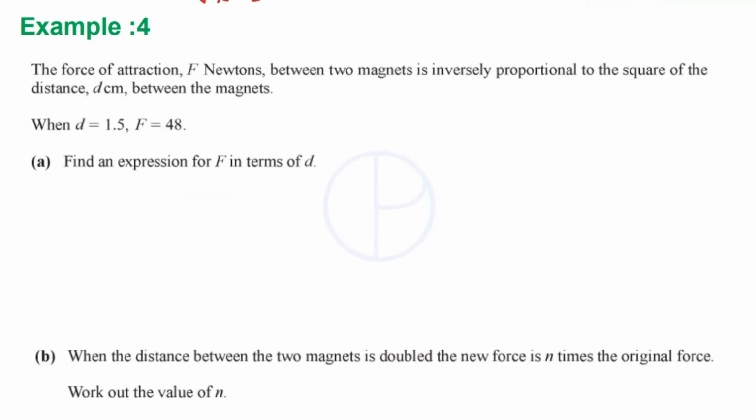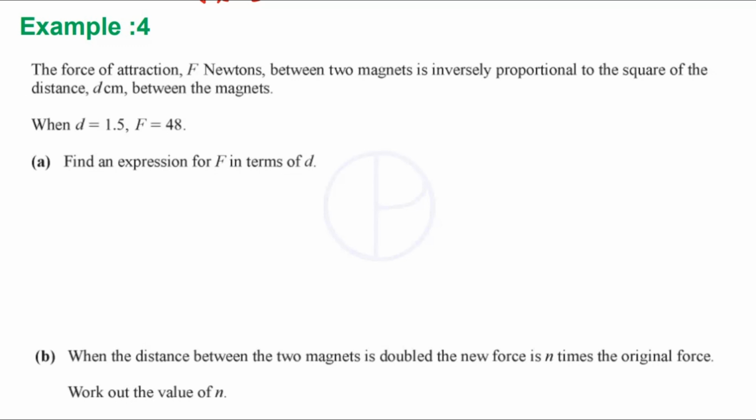The next question is: the force of attraction F newtons between two magnets is inversely proportional to the square of the distance d between the magnets. When d is equal to 1.5, F is 48. Find an expression for F in terms of d.